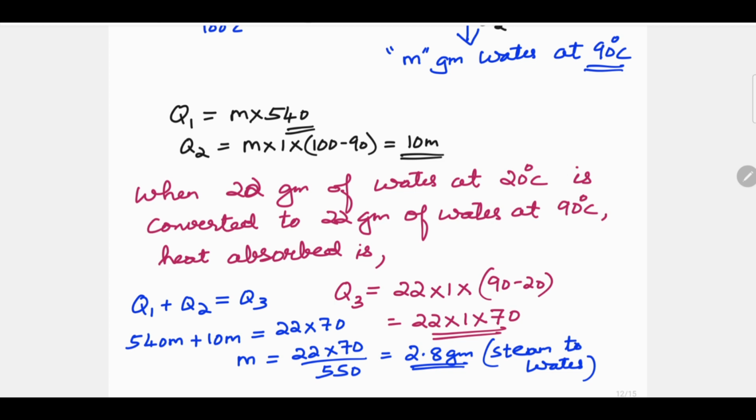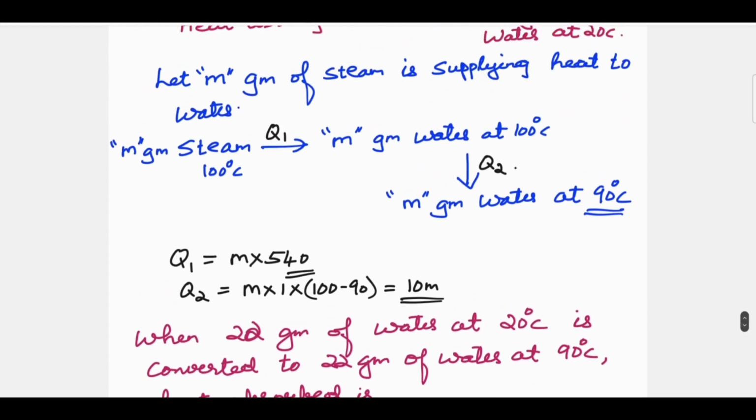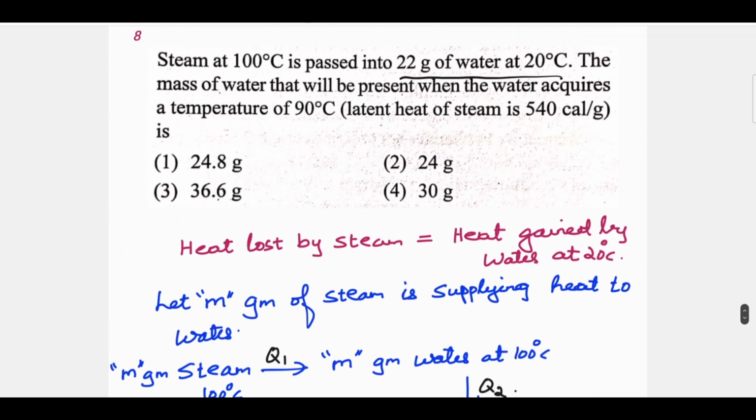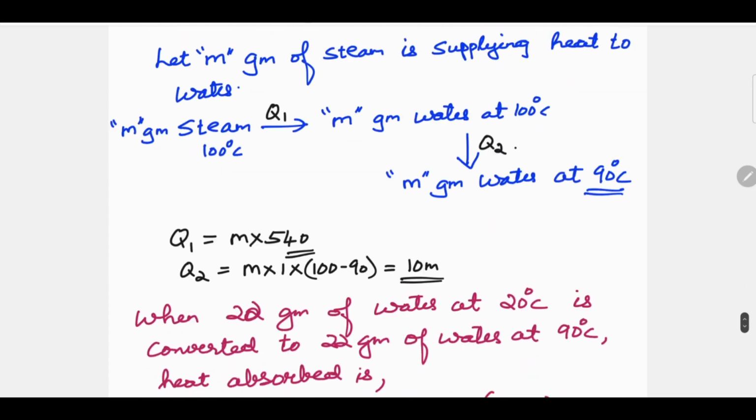So the question is total water present. So total water present is equal to, already there is 22 gram of water. So 22 plus 2.8 from this steam. So the total becomes 24.8 gram of water that will be inside. So the answer is the first option. Now we can move on to our next question.